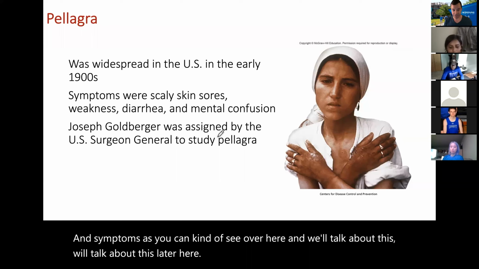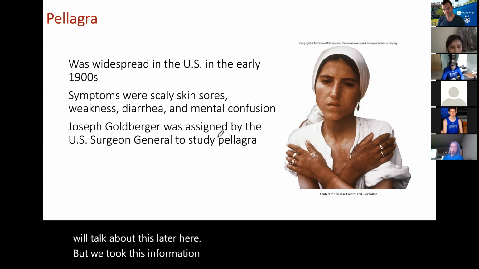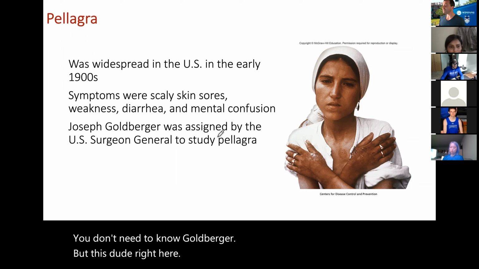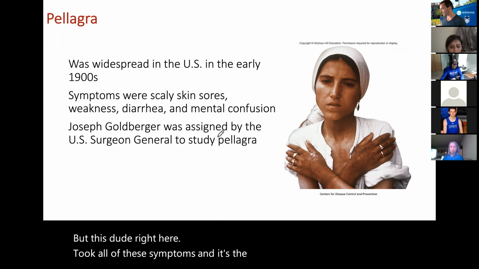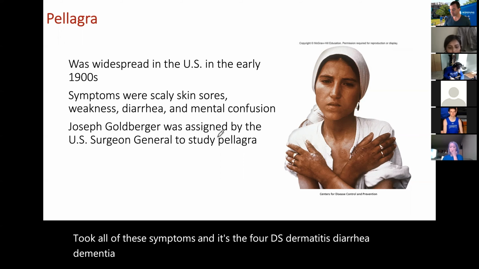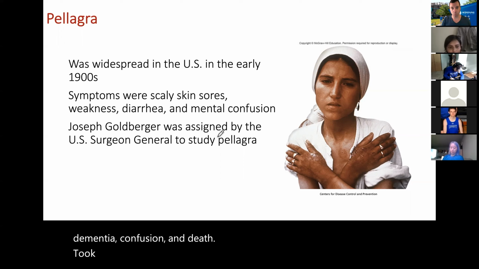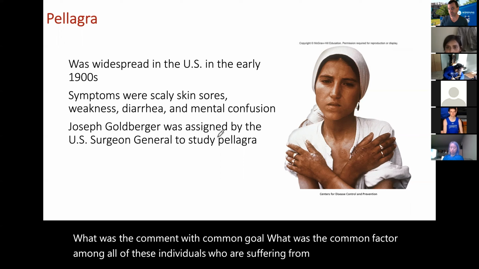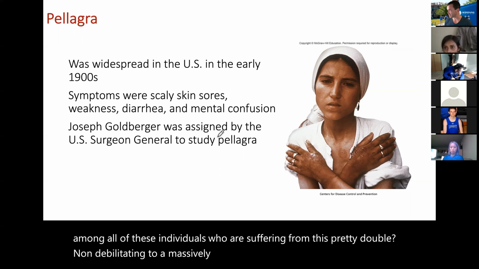But we took this information, and you don't need to know Goldberger, okay? But this dude right here took all of these symptoms, and it's the 4 Ds: dermatitis, diarrhea, dementia, confusion, and death. Took this information and tried to figure out what was the common factor among all of these individuals who are suffering from this condition, ranging from non-debilitating to massively debilitating, known as pellagra here.